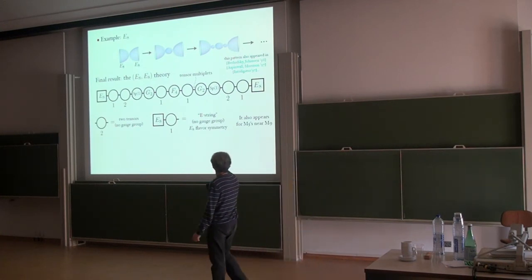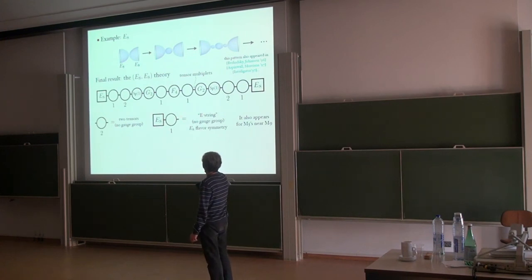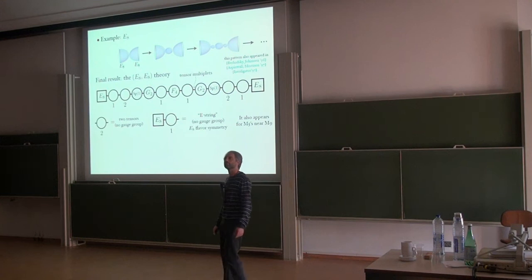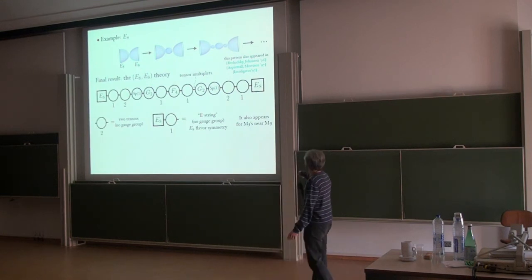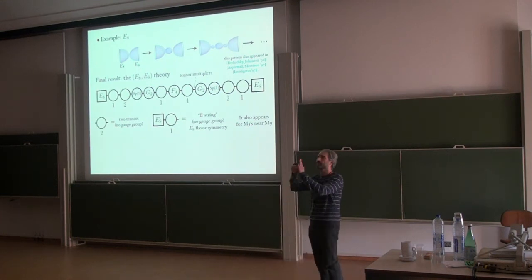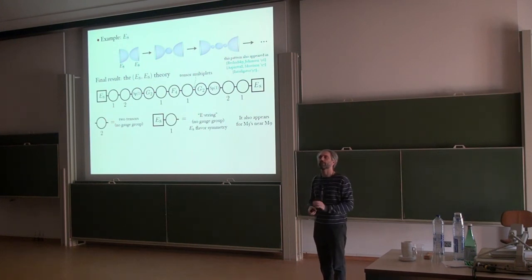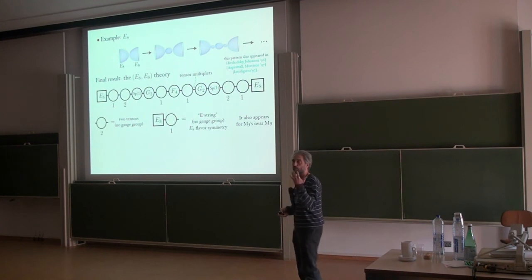This theory is kind of mysterious. It's known to have one tensor multiplet, but somehow it's not just the theory of a free tensor multiplet because it also has E8 flavor group. And it also appears when you have an M5 near an end of the world in M theory, which is known to engineer an E8.